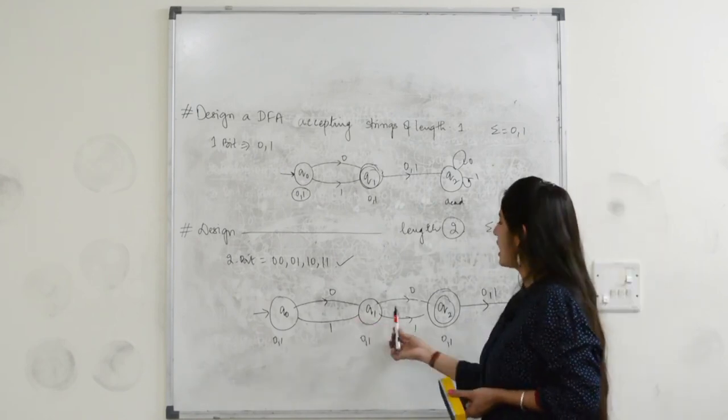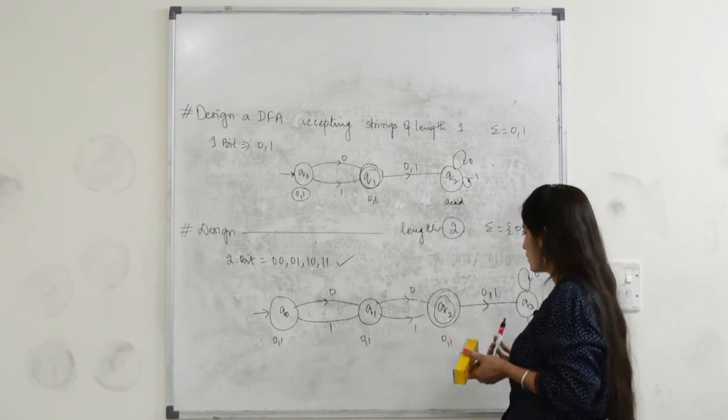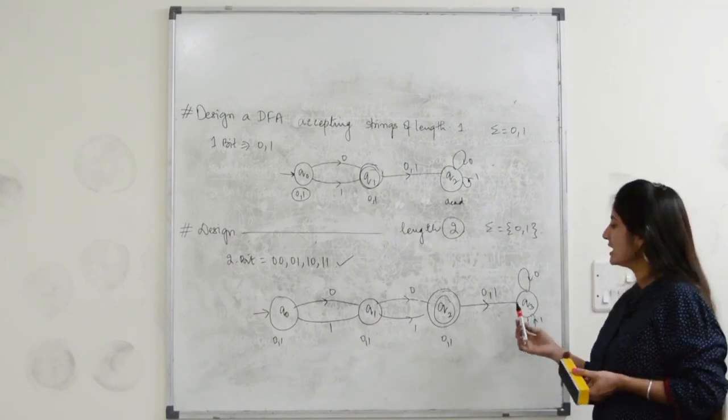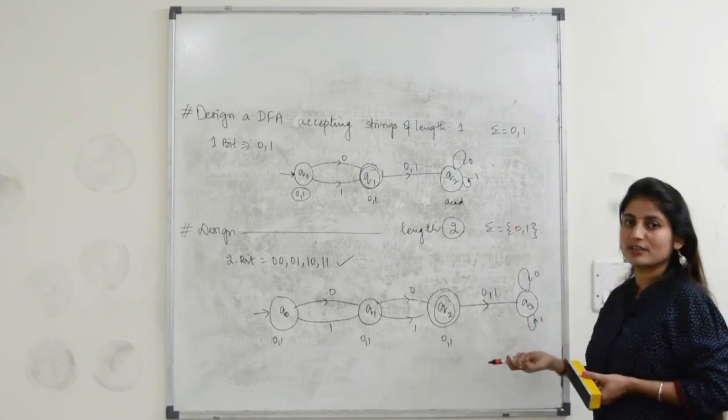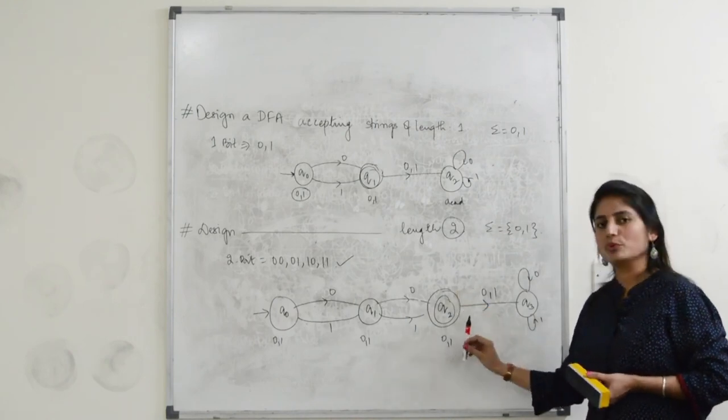So again, after the length of 2, whenever length 3, 4 is going to come, it will fall under this dead state and it will not let the length of the string increase. So in this way, this is restricting the length of the string to 2 only.